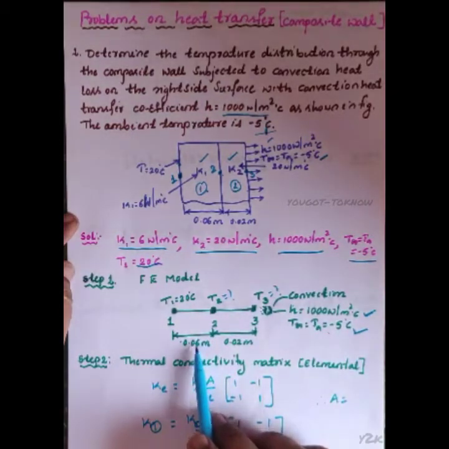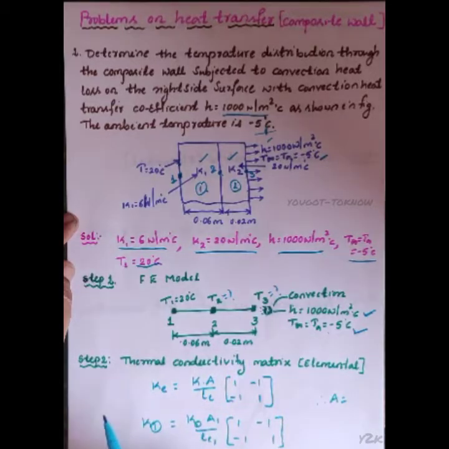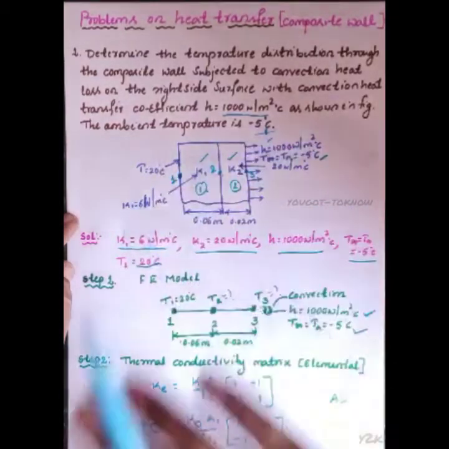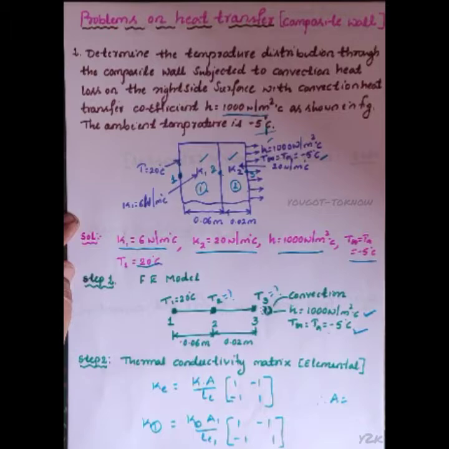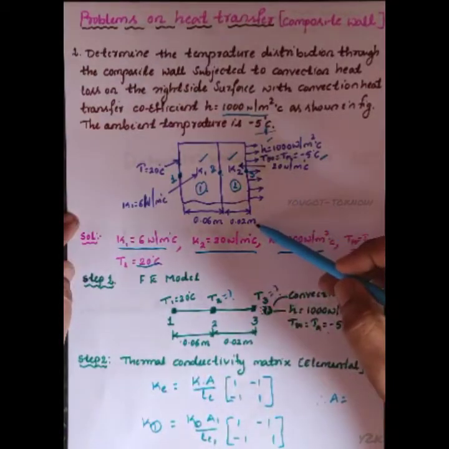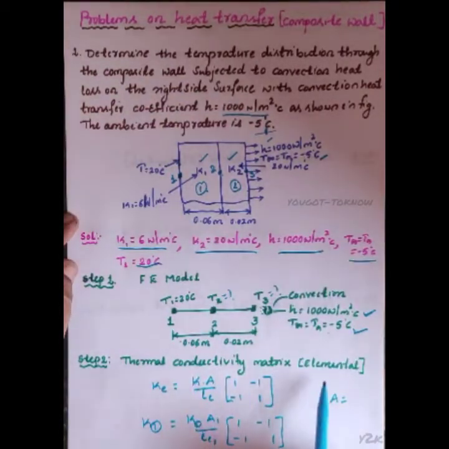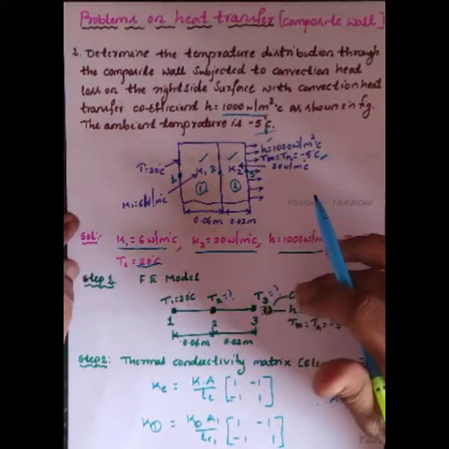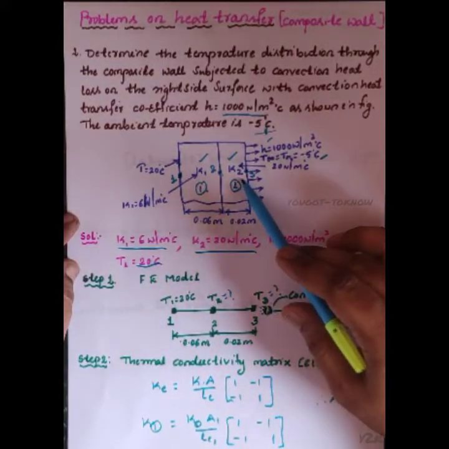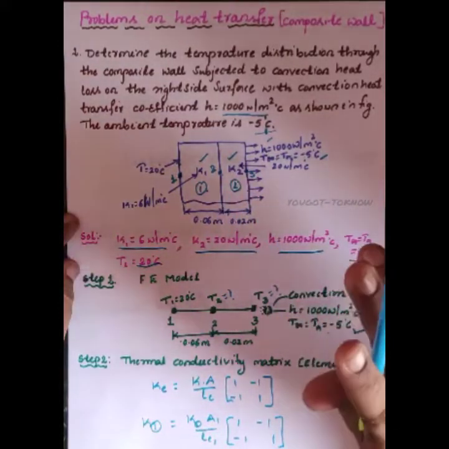The lengths are given, 0.06 and 0.02 meter. Always keep all the values in one common dimension. I am keeping everything in terms of meters. Now step 2, thermal conductivity matrix. First you should determine the elemental conductivity matrix. How many elemental conductivity matrices do you need? Because of two materials, two elemental conductivity matrices.